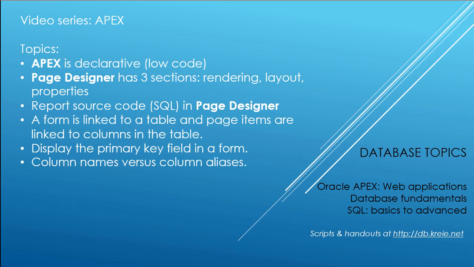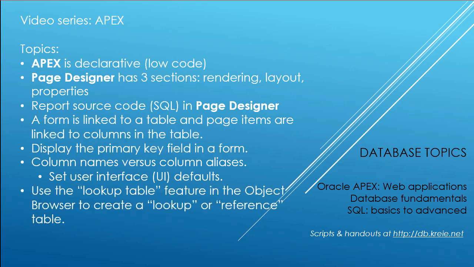We'll look at column names versus column aliases, the actual column names in the database versus what we see in a form or a report. And we're going to set the user interface default so that we have user-friendly names, not just the actual table column names. And finally, we'll use the lookup feature in the object browser to create a lookup or a reference table based on existing data in a column in a table. We have a lot to cover.